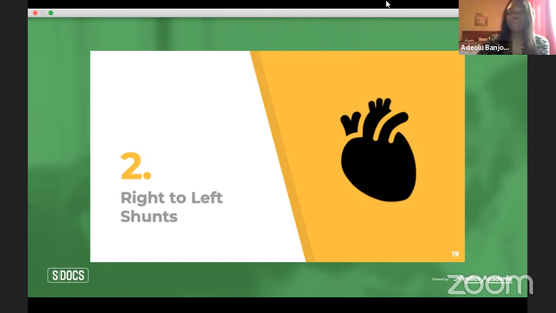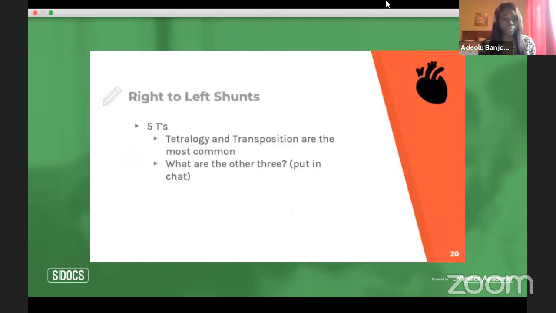So now on to part 2 of the congenital heart disease talk, which is on right to left shunts. There are 5 different kinds of right to left shunts, and an easy way of remembering them is to use the 5 T's. You have Tetralogy of Fallot and transposition of the great arteries, which are the 2 most common right to left shunts. The other 3 are truncus, total anomalous pulmonary venous return, and tricuspid atresia. But for this lecture, we're going to mainly focus on the first 2, tetralogy and transposition, because those are way more common than the other ones.